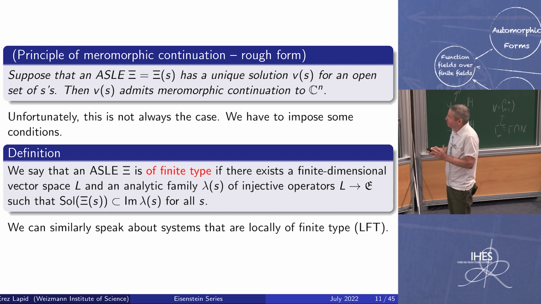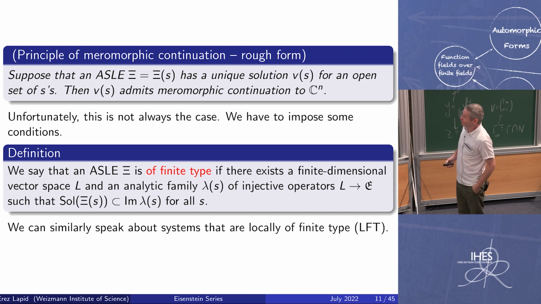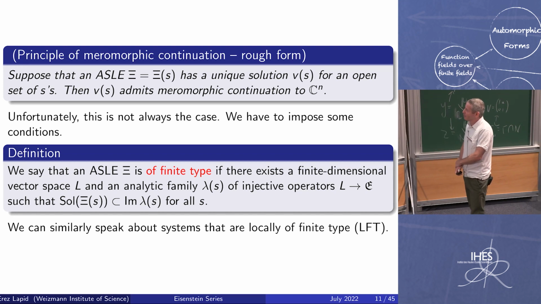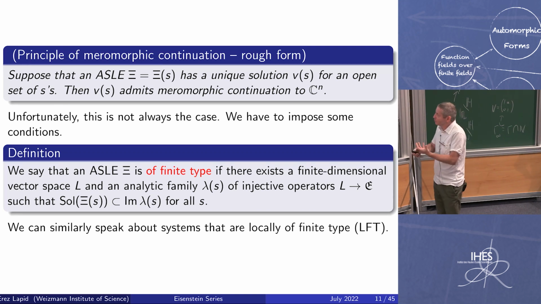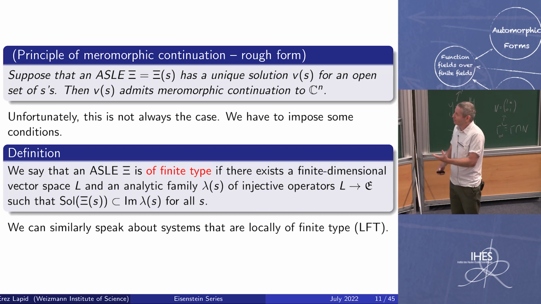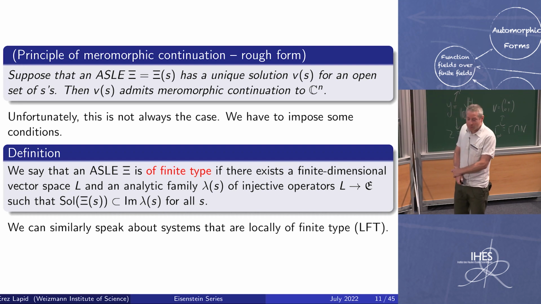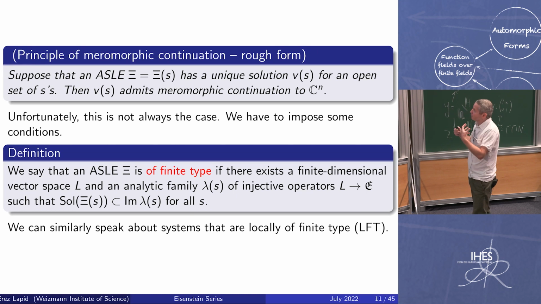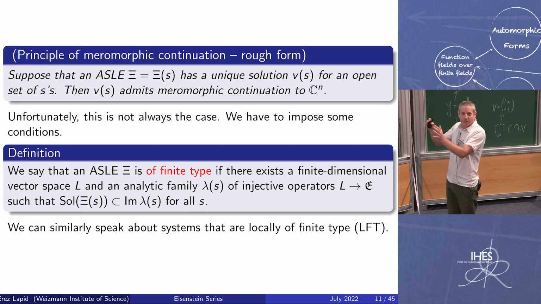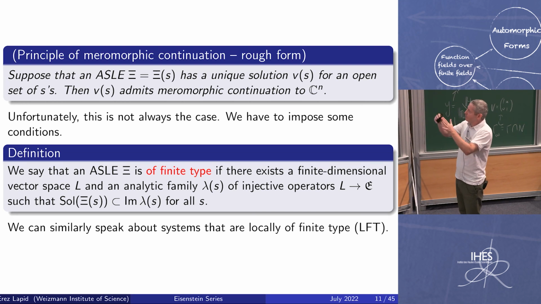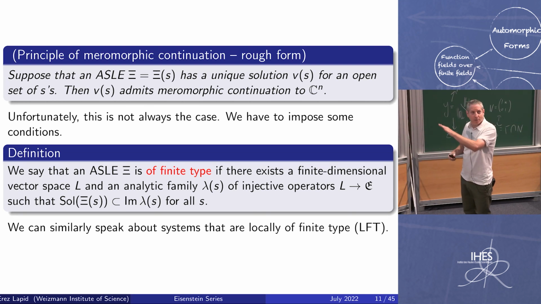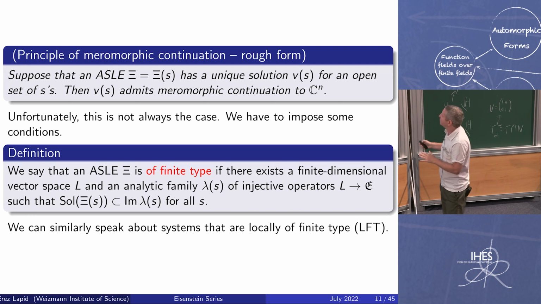And I don't think it's clear what is really the right condition, but there is one condition which will certainly make things work. Maybe it's a bit strict, but anyways, it's good enough. So we say that this system is of finite type if I can a priori put the set of solutions, some affine space which depends on S, in some finite dimensional space which varies analytically in S.